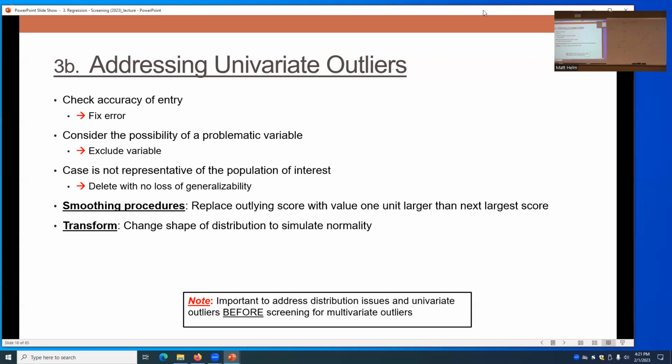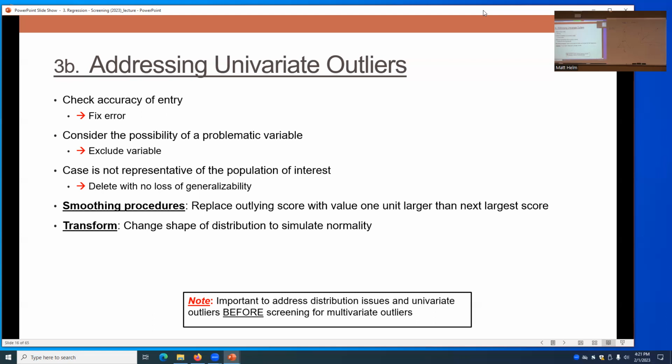Does that apply to the whole data set then, not just those that are spread out? Yeah, the whole variable. With smoothing, I still have my raw variable, I just pulled in some scores. With a transform, now I have a completely different variable and I have to deal with that, okay? Now, note that before you start moving through additional screening procedures, if you've got univariate outliers, address the univariate outliers first.